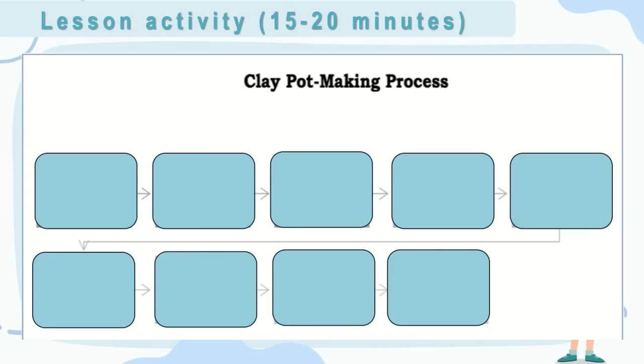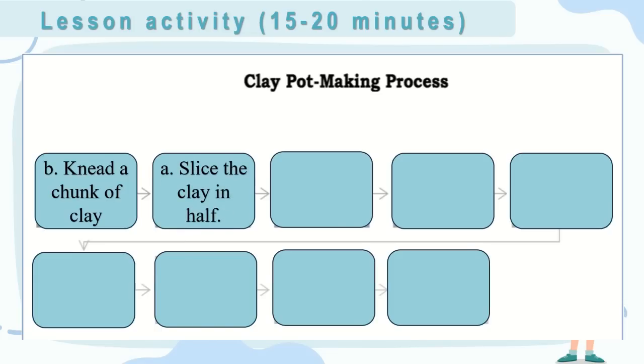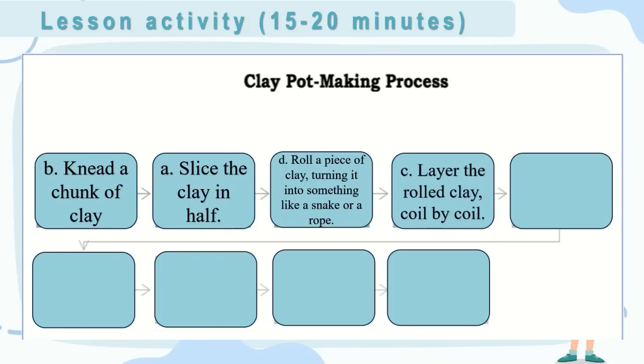Let us now answer. The first one will be letter B. Knead a chunk of clay. Next, slice the clay in half. Letter D. Roll a piece of clay, turning it into something like a snake or a rope. Next is letter C. Layer the rolled clay coil by coil.